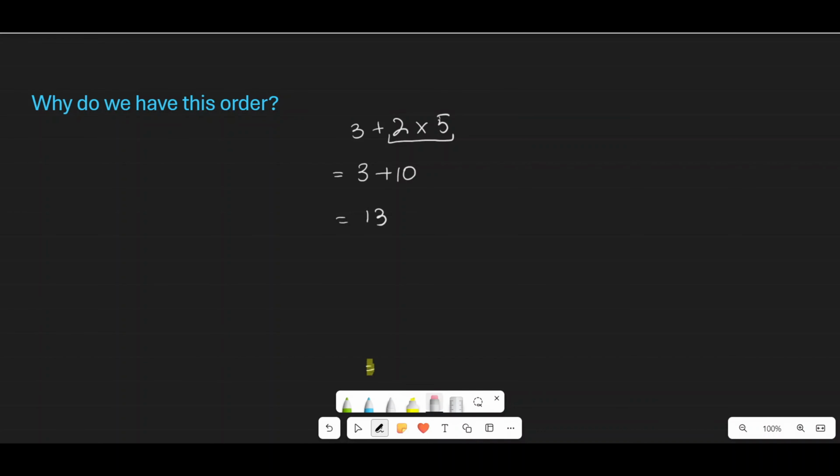Now if we don't follow the PEMDAS rule and we add first, let's say 3 plus 2 multiplied by 5, and we do addition first, that would equal 5, and then we'll multiply 5 with it, that would equal 25. Now this answer, which is 25, would be considered wrong because we are performing addition before multiplication and we are not following the rule, which is order of operations.